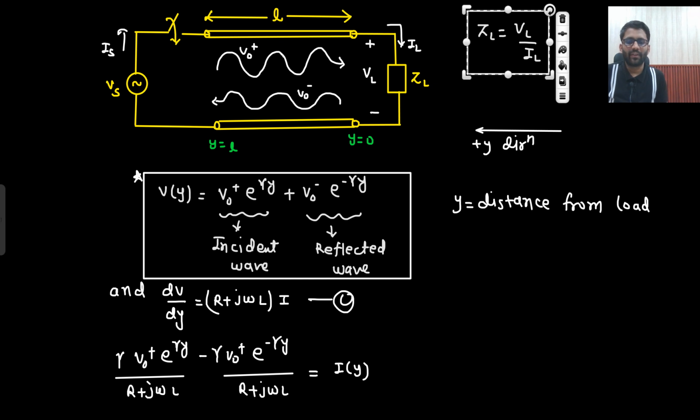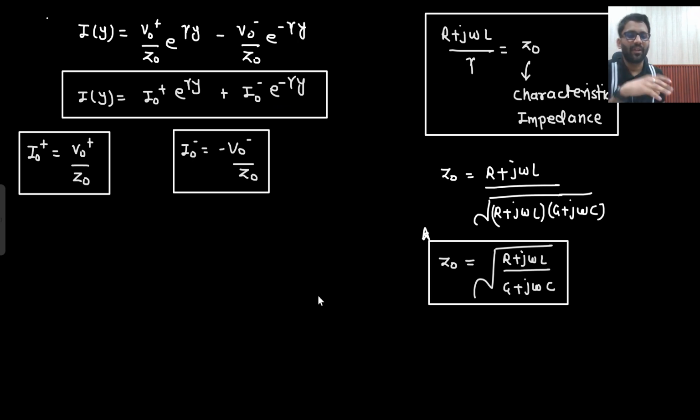So now we will derive the value of V naught plus and V naught minus, but I will take a break. You also take a break, drink some water, because the weather is changing frequently and everyone is getting ill, everyone is getting sick. So yeah, you also drink some water, then we will start.